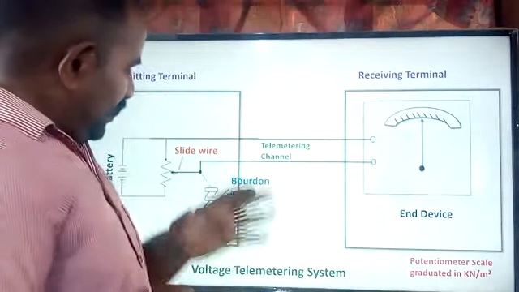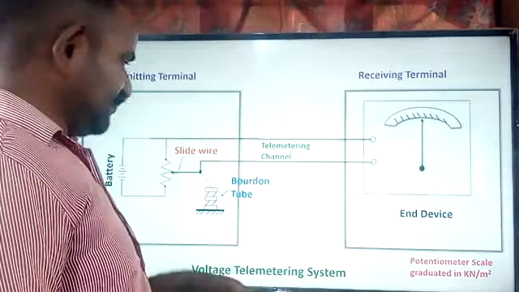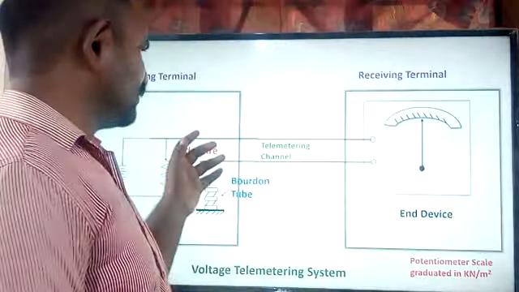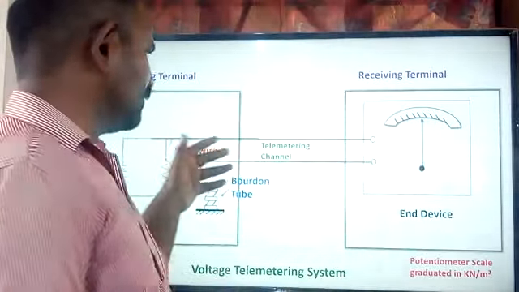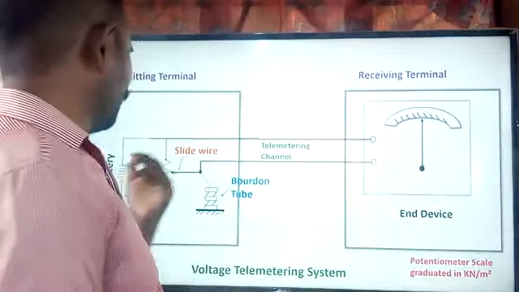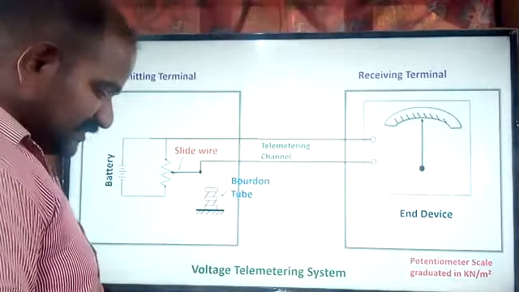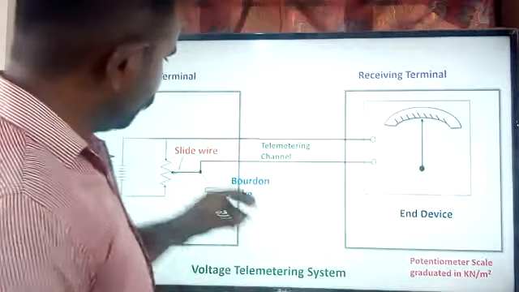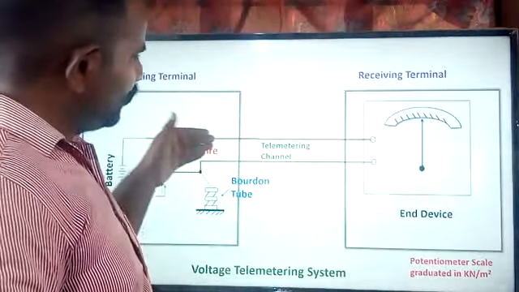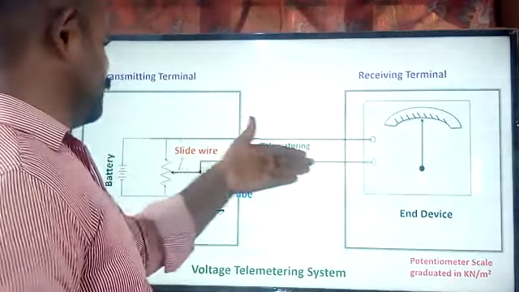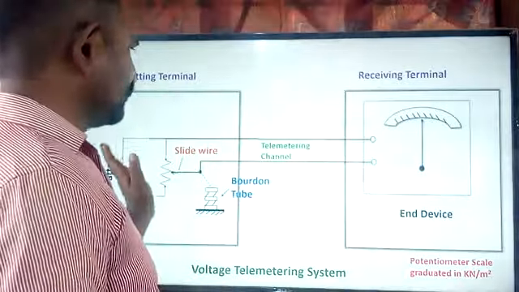This is one of the advantages as well as disadvantages. The advantage is that we can simply use wire communication from the transmitter to the receiver. And one more thing is, the voltage telemetry system expects low current transmission from the transmitter to the receiver.